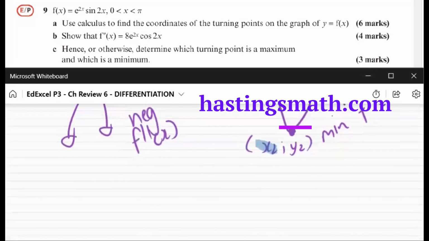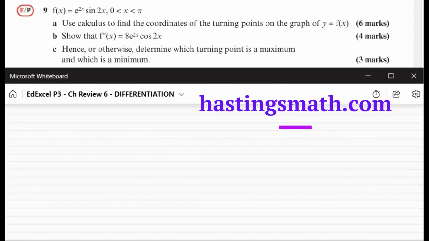So let's try, I'm just going to grab those amounts out of this. So we had our two turning points, our max and min. They're either max or min. We don't know yet.